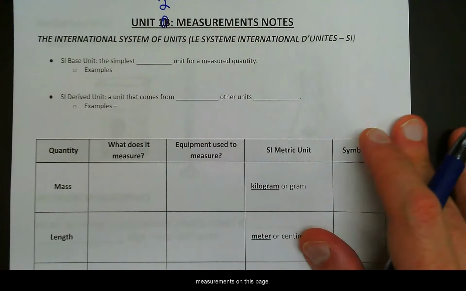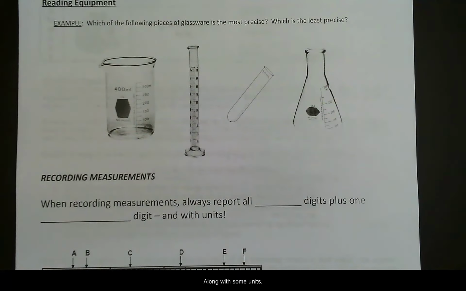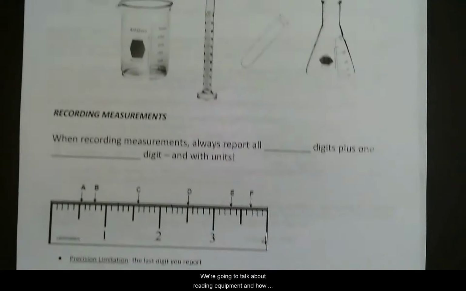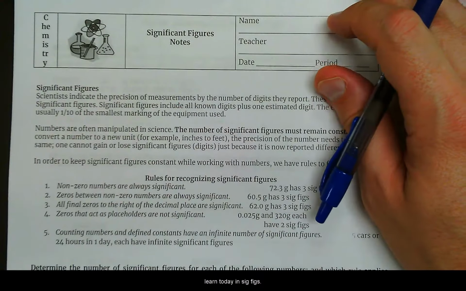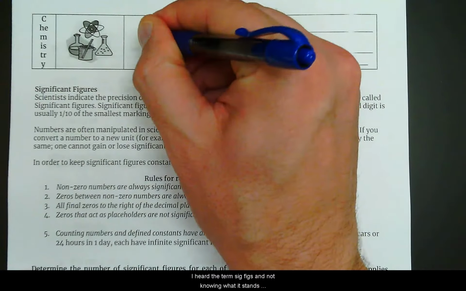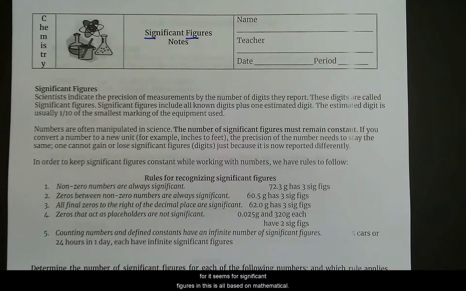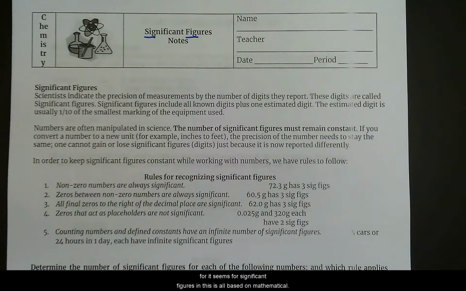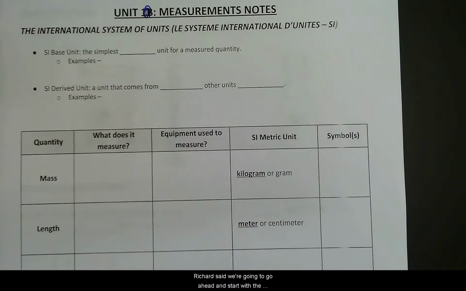We're doing measurements on this page, along with some units. We're going to talk about reading equipment and how that's going to be done. And then the most difficult thing that you're going to learn today is Sig Figs. You've probably heard the term Sig Figs and not known what it stands for. It stands for significant figures. And this is all based on mathematical type things. So with that said, we're going to go ahead and start with the first couple pages of notes.